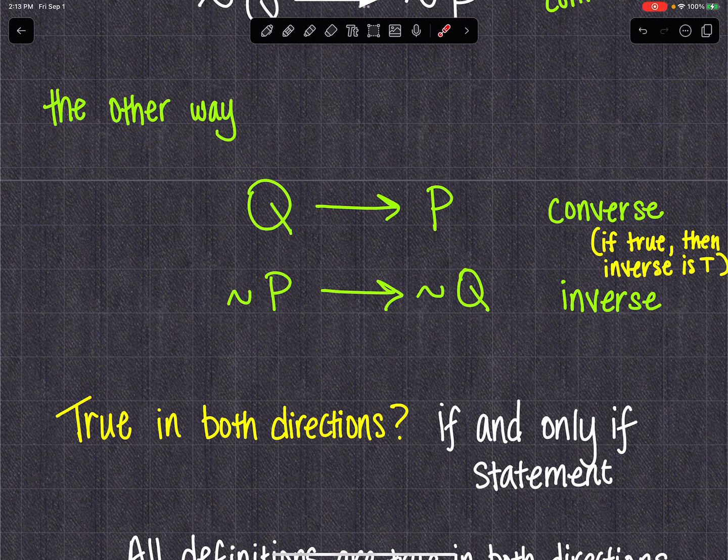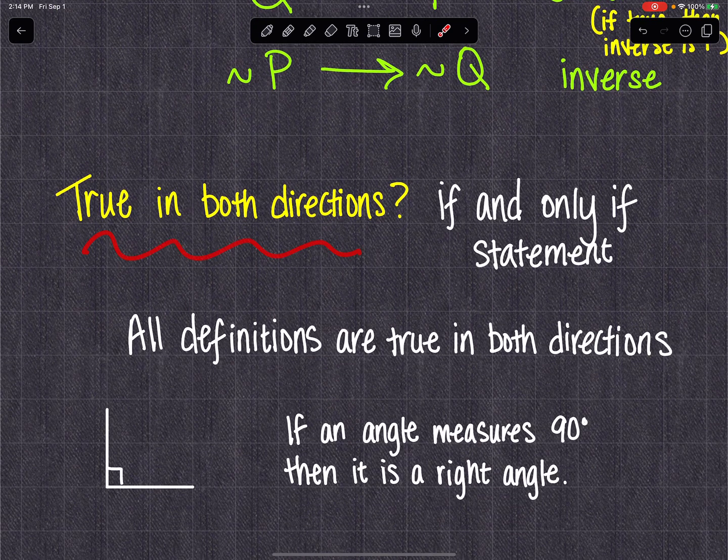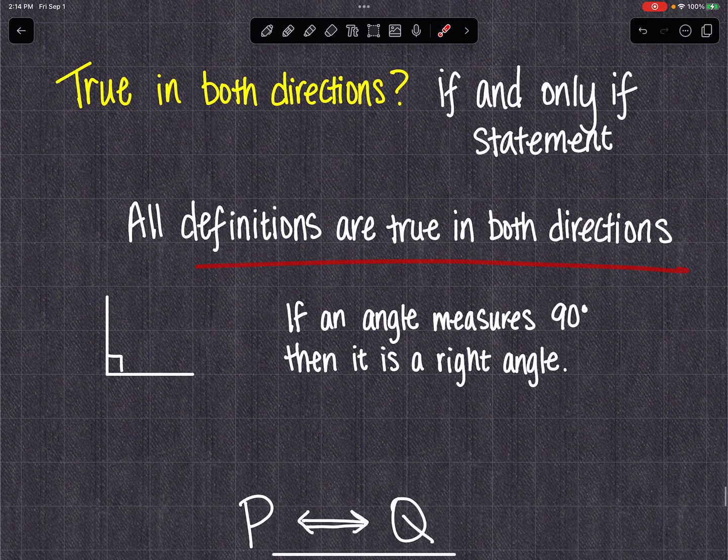A lot of times when we have trouble with logic, it's because you assume that the converse is true if the premise is true. And you can't assume that the converse is true. That would be a false assumption. You can have some that go both ways. And if something is true in both directions, then it's called an if and only if statement. Here's an example of an if and only if statement. And this means all definitions are true in both directions.